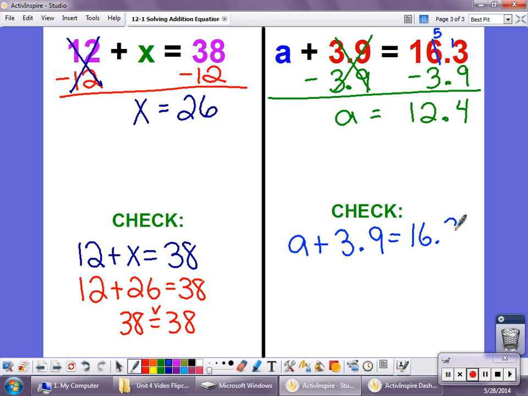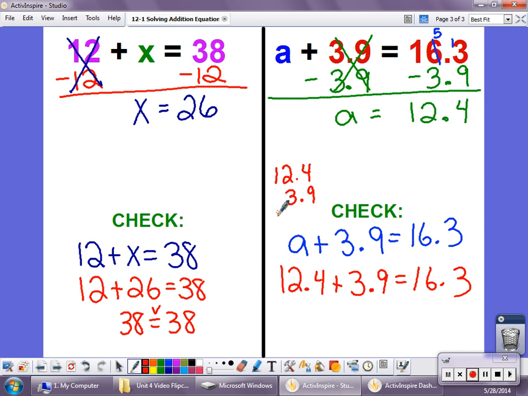And then I'm going to do my substitution. I'm going to take that 12.4 and plug it in for a. So I have 12.4 plus 3.9. Hopefully that equals 16.3. And again, if you can't do this in your head, that's totally fine. Just go off to the side. 4 and 9 is 13. 1 plus 2 plus 3 is 6. And then my little decimal point. So it does equal 16.3, which is what we wanted it to equal. So this problem checks as well.